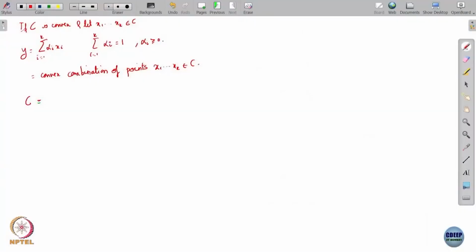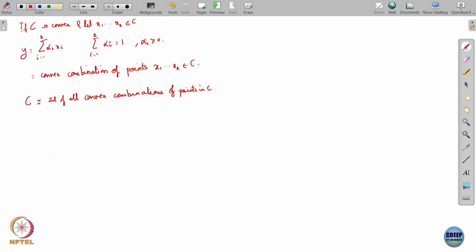What is more interesting is actually the following. C is actually the same as the set of all convex combinations of points in C.